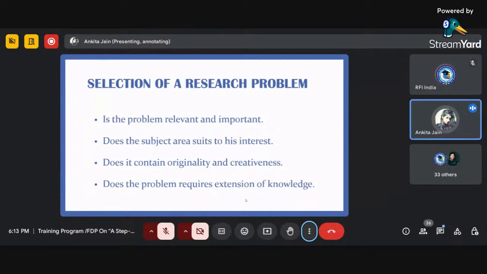Then we have to see, does the subject area suit his interest? Meaning, are we really interested in doing this kind of research in this particular subject, area, stream, or field, you can say? Also, you need to see one more thing: does it contain originality and creativeness?